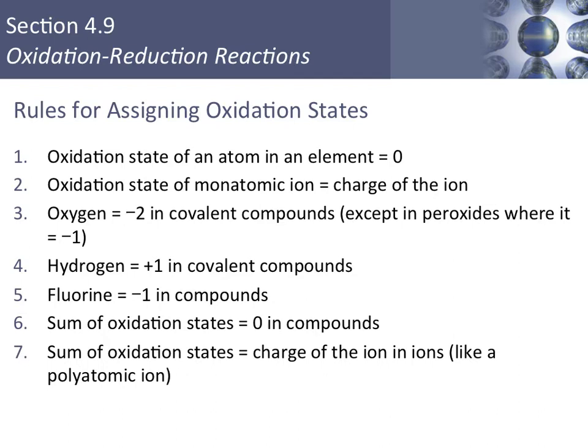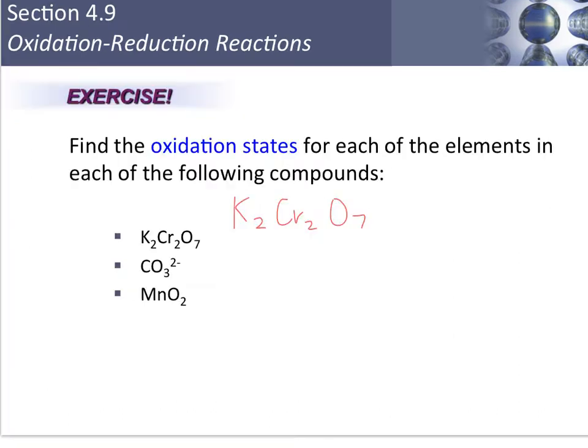Think about that kind of like when we were assigning charges to ions in ionic compounds, we wanted something that was electrically neutral. The last rule you can think of pertains to something like a polyatomic ion: the sum of the oxidation states should give you the overall charge for that polyatomic ion. So let's practice finding the oxidation states for each of the elements that make up the following compounds.